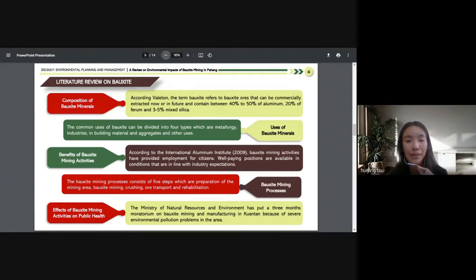The bauxite mining process consists of 5 steps, which are preparation of the mining area, bauxite mining, crushing, ore transport, and rehabilitation. Regarding the effect of bauxite on health, the Ministry of Natural Resources and Environment has put a 3-month moratorium on bauxite mining and manufacturing in Kuantan because of several environmental pollution problems in the area, and it can be divided into a few types: the hazards, impact on environment, impact on social economy, and impact on health. So I will pass to the next presenter.